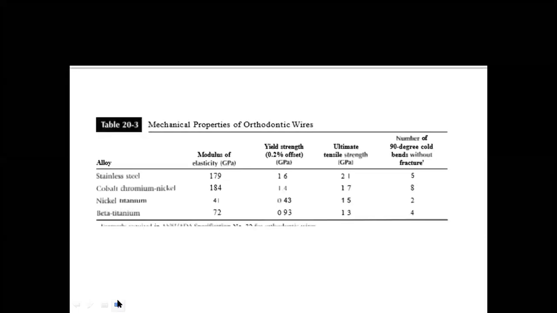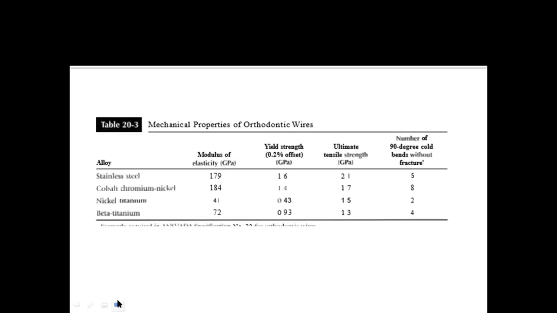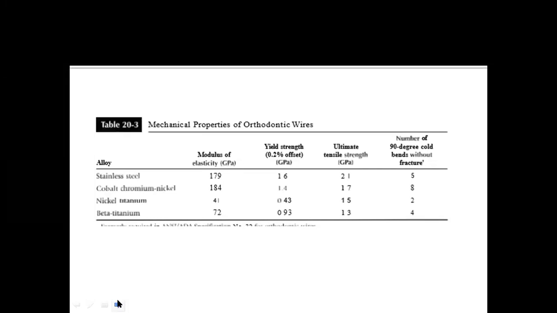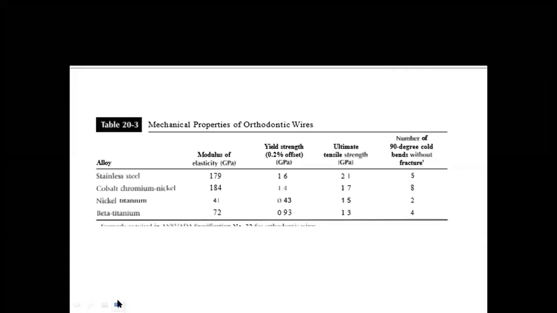Now, mechanical properties of orthodontic wires. In orthodontic wires, you have stainless steel, cobalt chromium nickel, nickel titanium, and beta titanium. If you're checking modulus of elasticity, cobalt chromium nickel alloys have the highest modulus of elasticity, that is 184 gigapascals, among everyone.